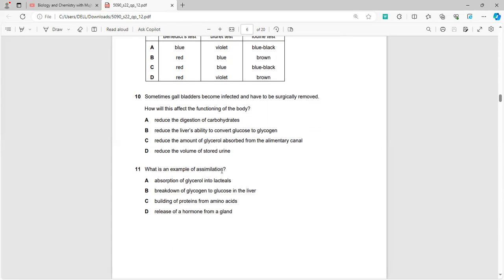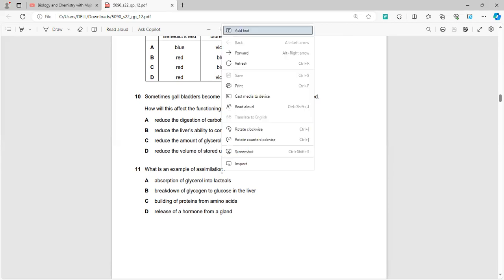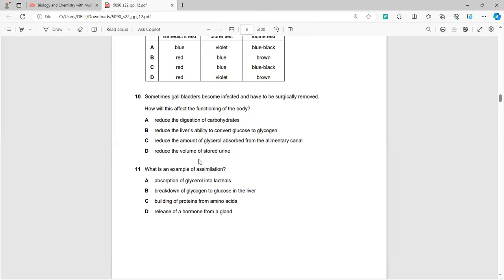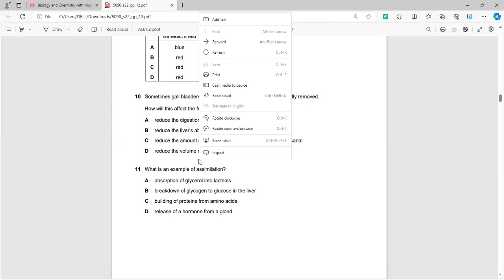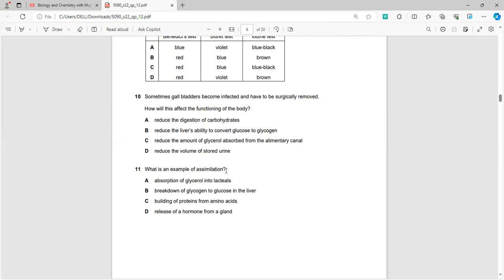Assimilation. Now you need to clearly understand the difference between absorption and assimilation. Absorption is basically the absorption of nutrients into the bloodstream, whereas assimilation is the entire process which refers to the breakdown of food to use energy. So building of proteins from amino acids, breakdown of glycerol to glycogen to glucose in the liver, absorption of glycerol into bacteria is of the option.